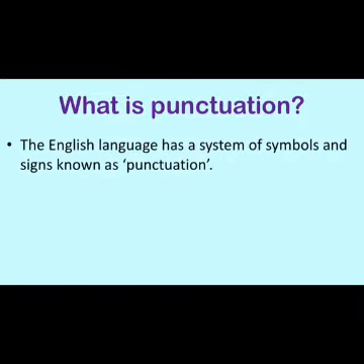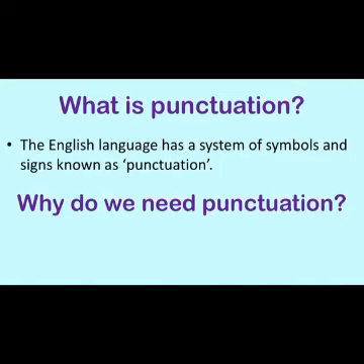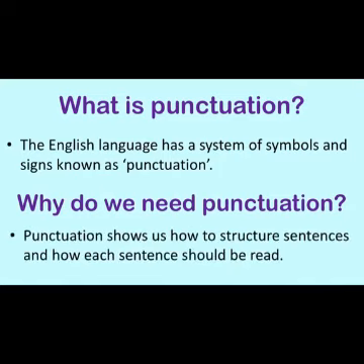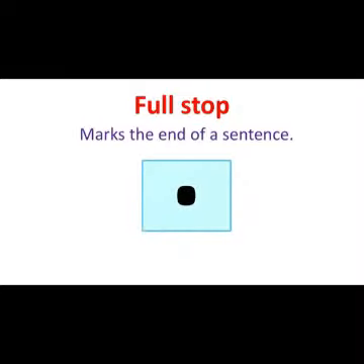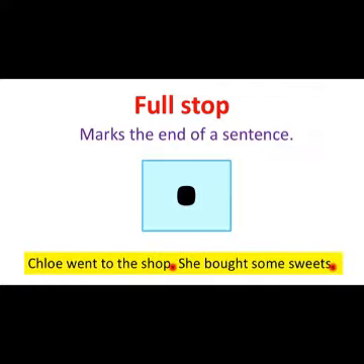The English language has a system of symbols and signs known as punctuation. So why do we need punctuation? Punctuation shows us how to structure sentences and how each sentence should be read. Full stop. A full stop marks the end of a sentence. For example, Chloe went to the shop. She bought some sweets.